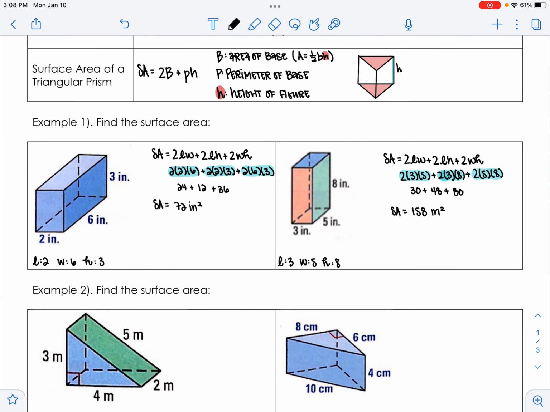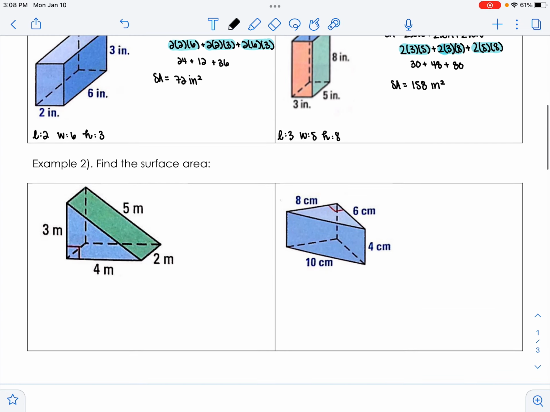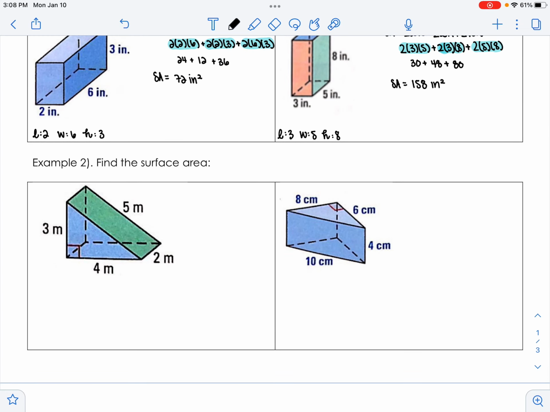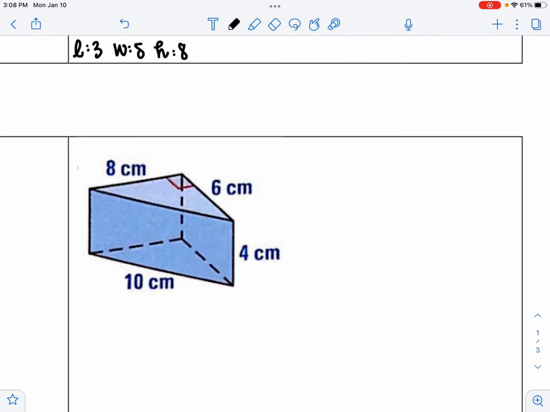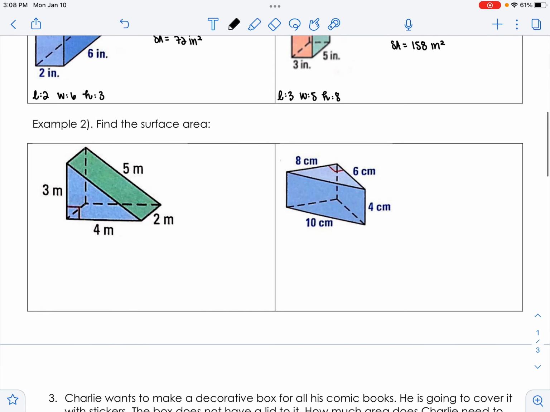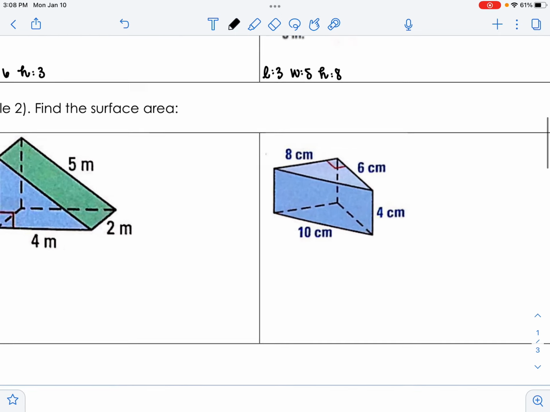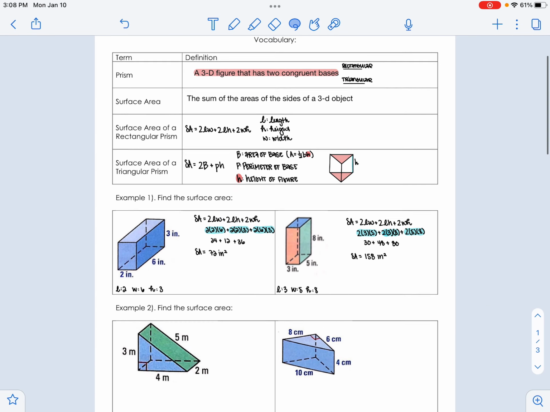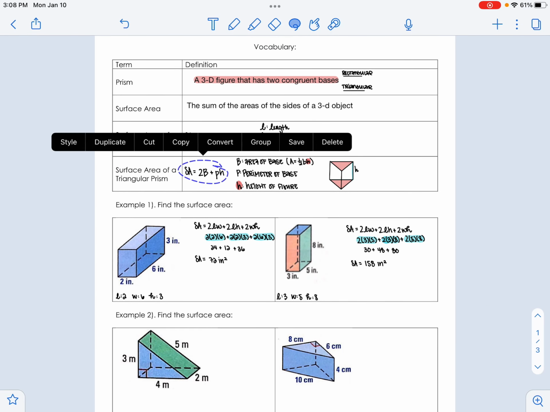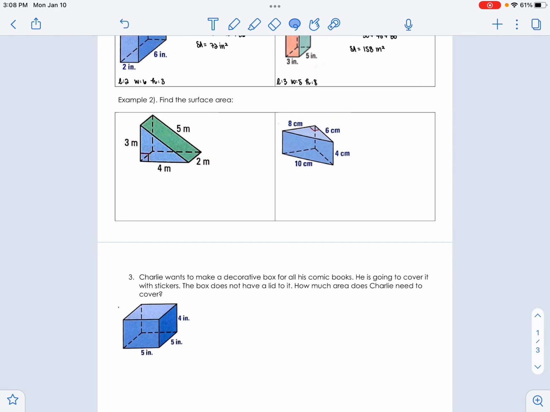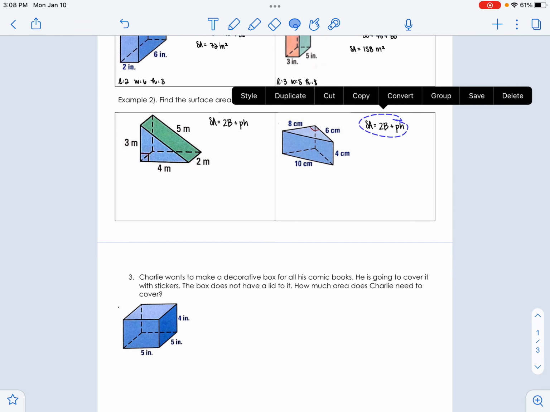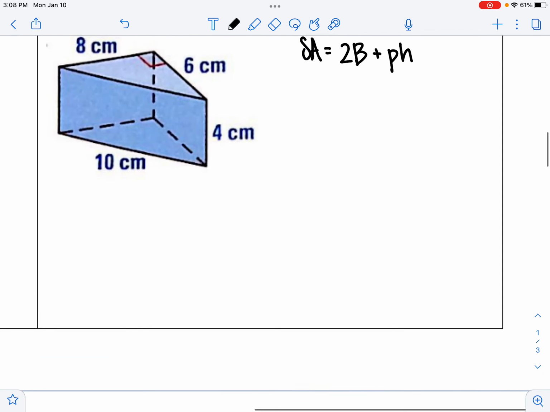All right, you just plug into the formula, and that's that. The triangular prism is definitely a little harder. And where I actually want to start on this example is I want to go to example 2, and I want to do the second problem. But before I do that, I'm going to come back to the top, copy and paste my surface area formula for a triangular prism. And here we go, okay?